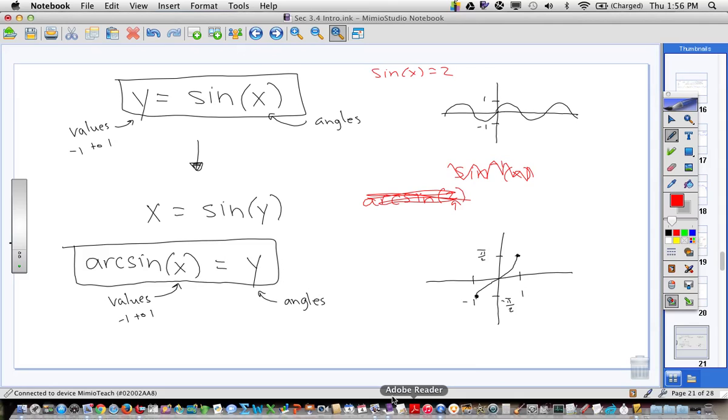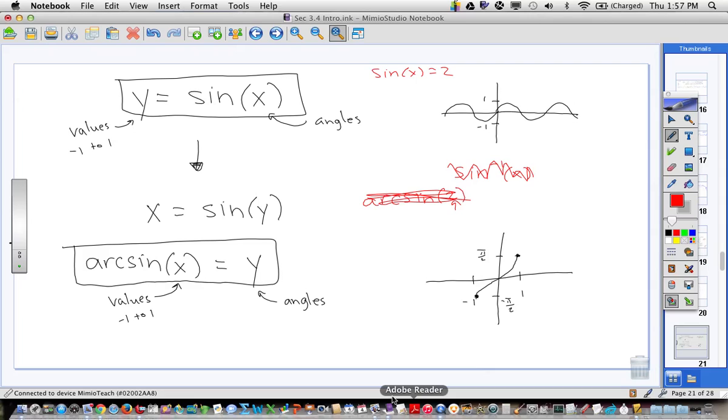Because think about what would happen if we did the mirror image of this graph here. We would get this graph that snakes along the y-axis. Well, it would fail the vertical line test. So what we do is we just take this piece of it from here to here, and we do the inverse of that, the mirror image of that. So what do we get? We get x values that go from -1 to 1.